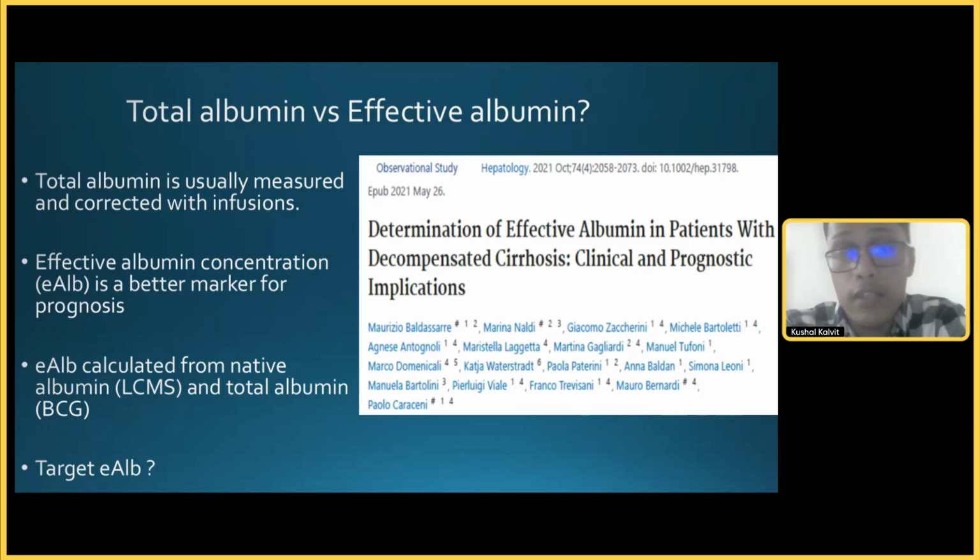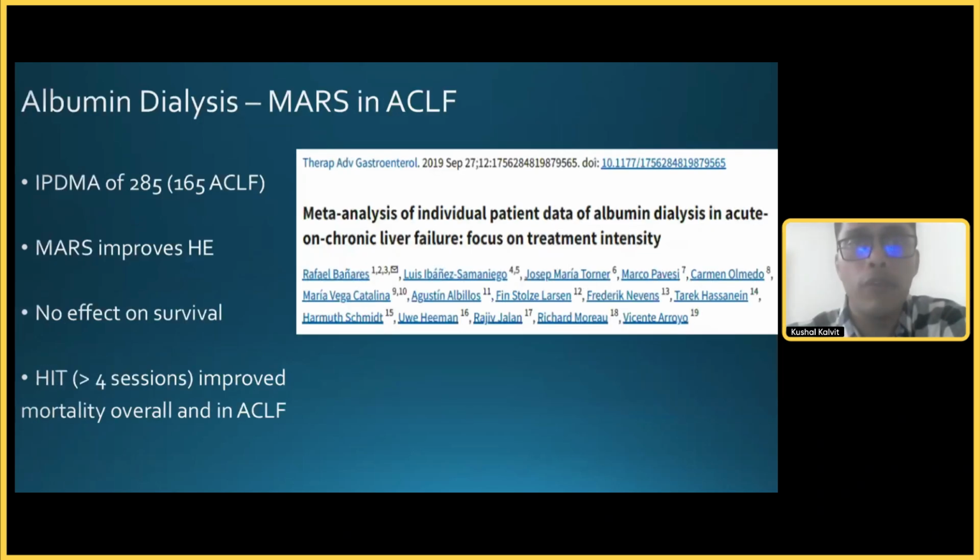So I guess in future, if we could devise methods to calculate or to measure effective albumin concentration and then use those levels in our trials and in our studies, then we may get a better answer to albumin dosage and albumin targets. However, it is still under research, and we don't know the target effective albumin concentration that we need to go for.